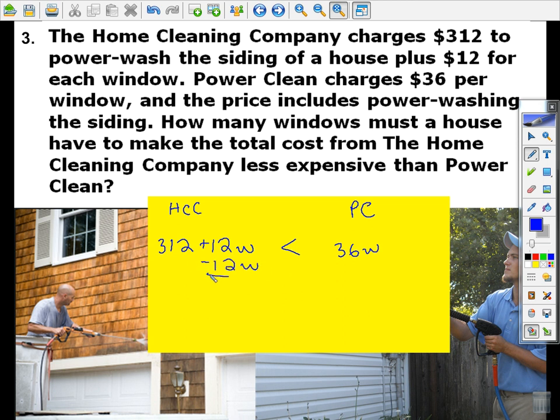Let's subtract 12W. 312 is less than 24W. Dividing by 24, it says 13 is less than W. Oops, sorry. Or W is greater than 13. What that means is that the home cleaning company is less for a house with more than 13 windows. So if you have 0 to 12 windows, Power Clean is the better price for you. If you have 14 or more windows, you're going to go with the home cleaning company.